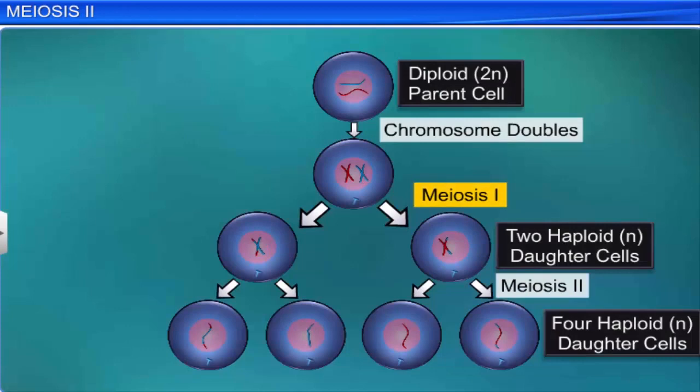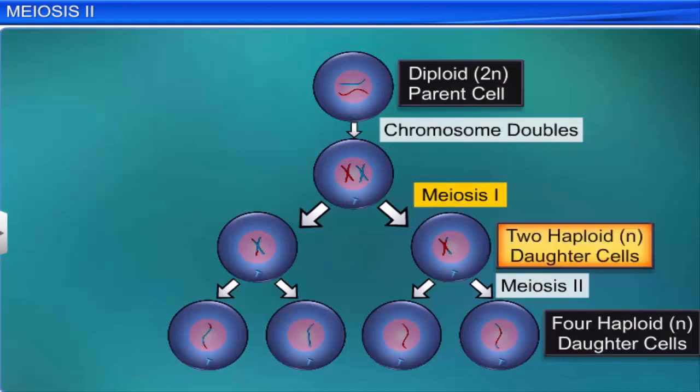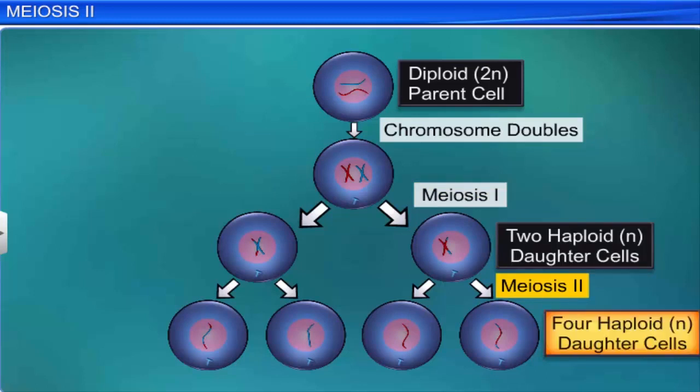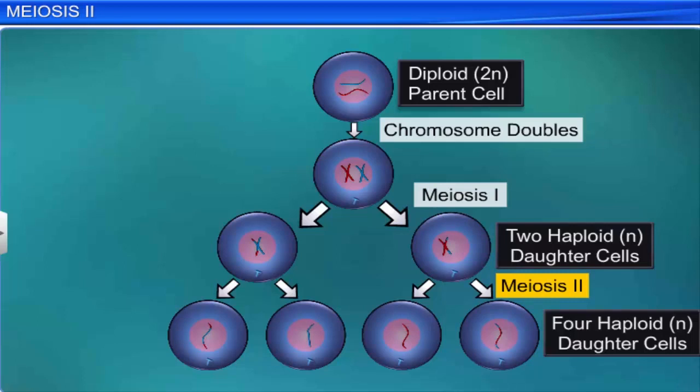Meiosis 1 results in 2 haploid daughter cells due to the separation of the homologous chromosomes in the parent cell. Meiosis 2 follows meiosis 1 and results in 4 haploid cells. Meiosis 2 resembles mitosis, as the same number of chromosomes is retained in the daughter cells.